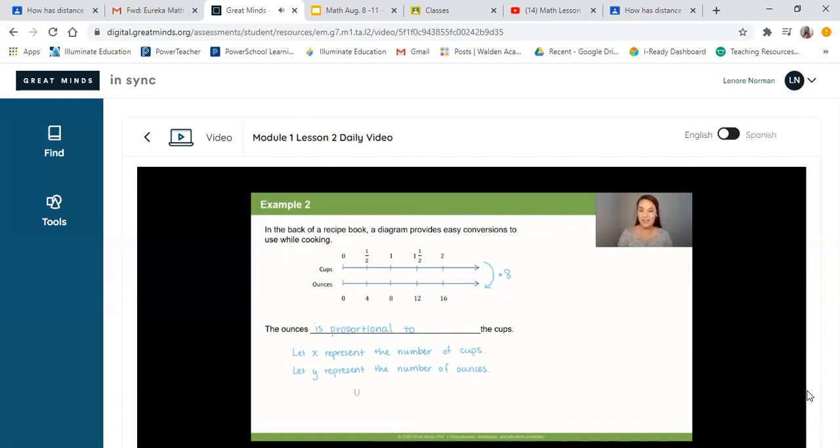Does your equation look like this? Y equals 8x. To check our equation, we could substitute a value of x into our equation and see if we get the corresponding value of y. Take a moment to test our equation with a couple of our x values. Did we write it correct? Pause the video now to test the equation.